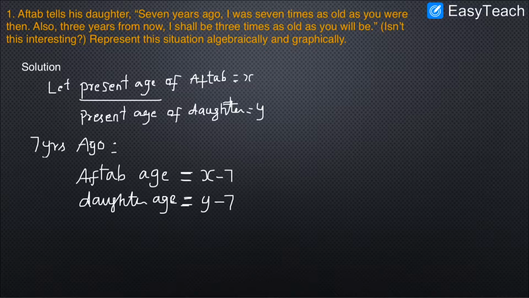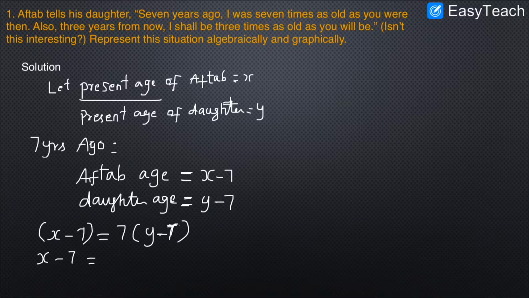Let me come back to the question. 7 years ago, I was 7 times as old as you were then, which means Aftab's age x minus 7 equals 7 times the daughter's age 7 years ago. Let's solve the equation to get the standard form. So x minus 7 equals, I multiply inside, 7y minus 49, since 7 sevens are 49.